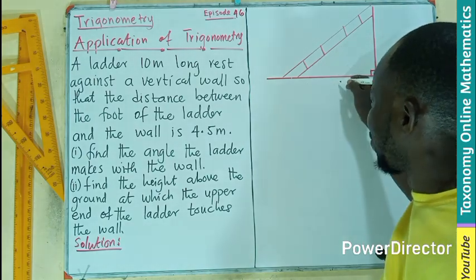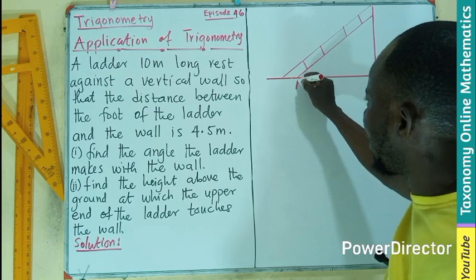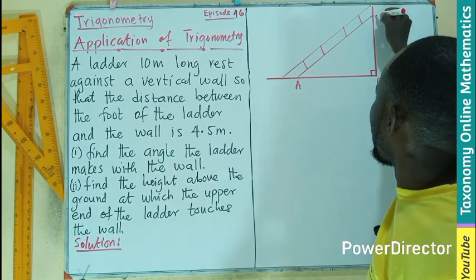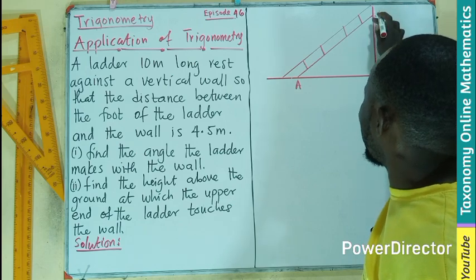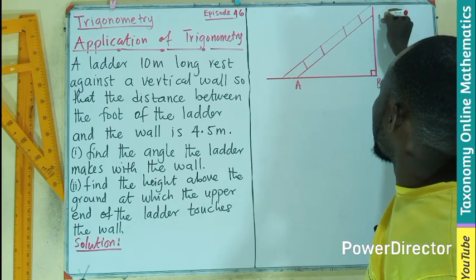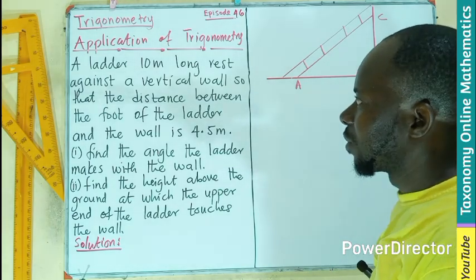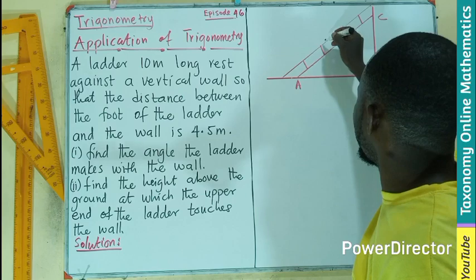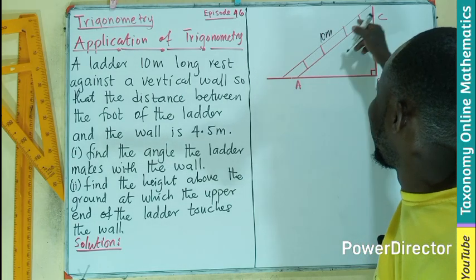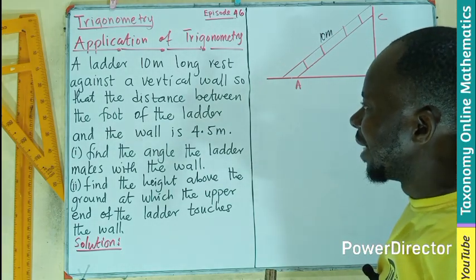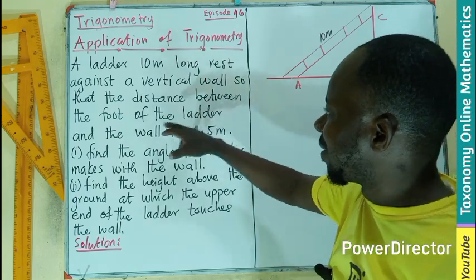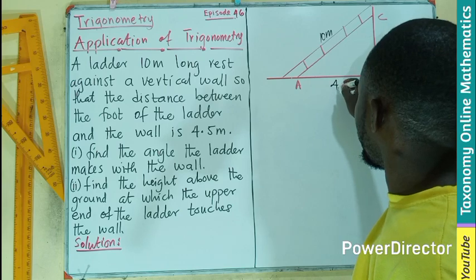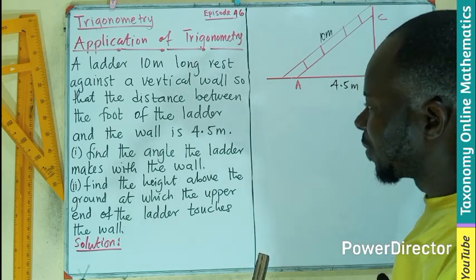So if this is the ground, this is the foot of the ladder, let's say A. This is the base of the wall. The top of the wall at which the ladder touches the wall can be taken as C. The ladder is 10 meters long, so this is 10 meters as the length of the ladder. Then the distance between the foot of the ladder and the wall is 4.5 meters.